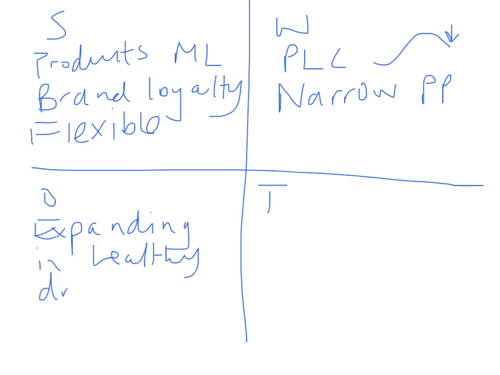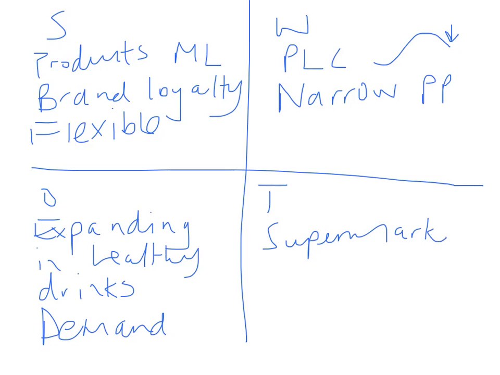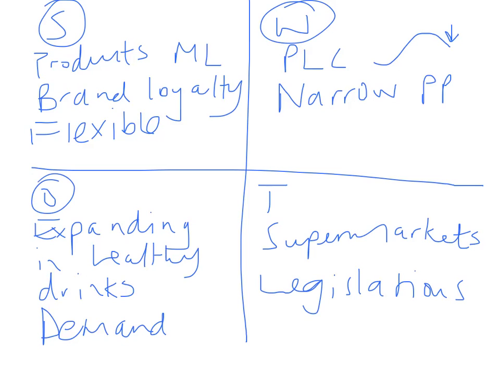It really is difficult writing with your finger on an iPad screen, so please forgive me. An opportunity could be that there's simply more demand at the moment for these type of drinks. And a threat could be supermarkets. They want to sell our products at a much lower price to try and make as much profit as possible, so that could impact our profitability. And legislation could be another one, because the government might want to try and restrict the amount of sugar in drinks, for instance. So that's just a nice little example of what we're going to do as SWOT analysis.